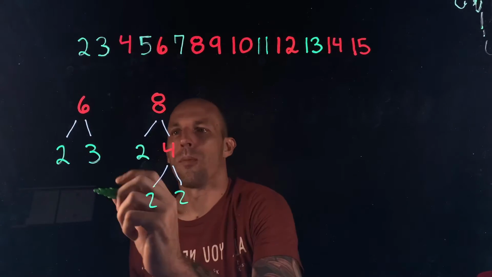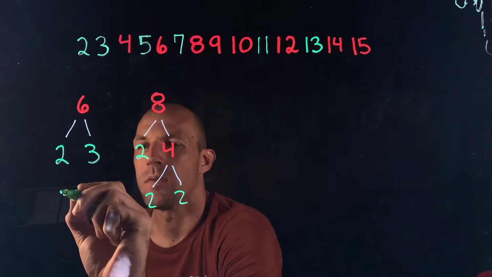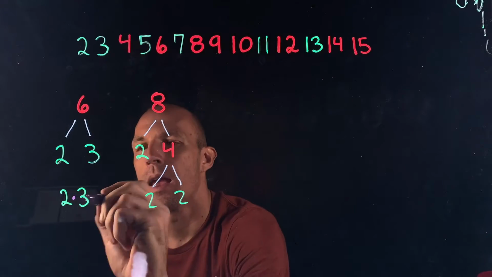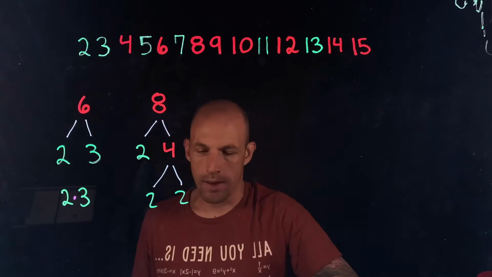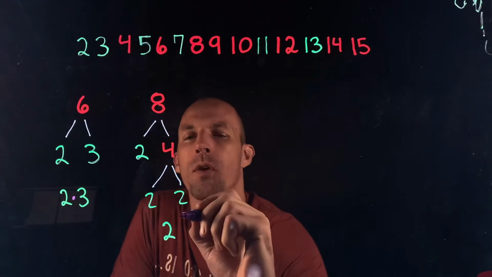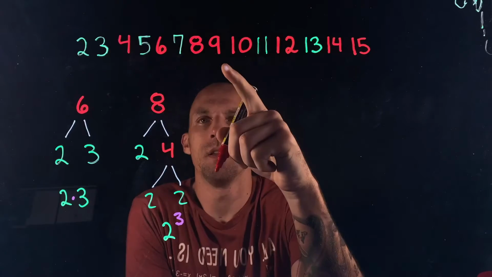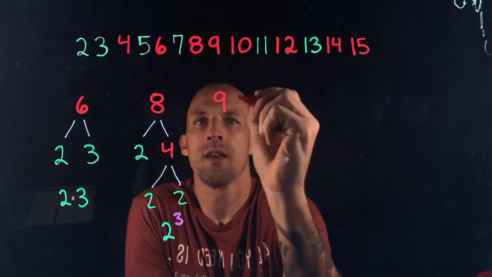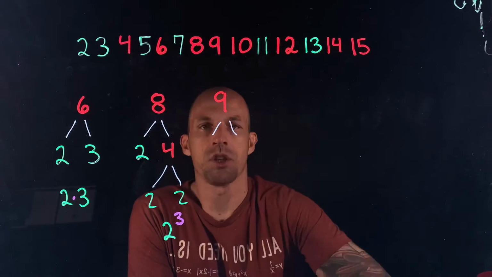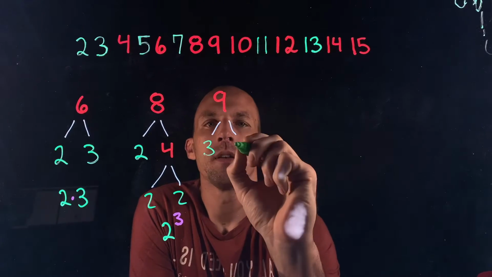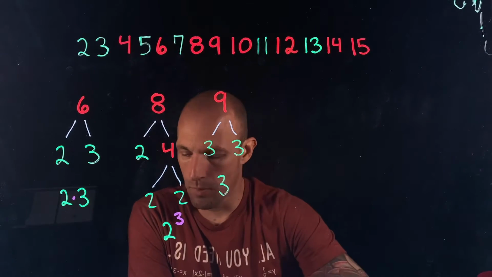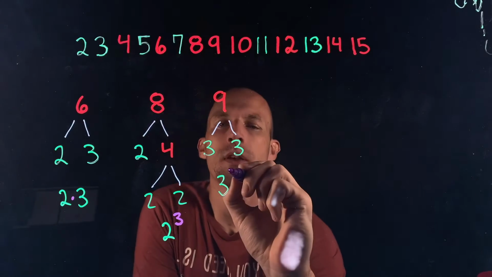So, our prime factorization for 6 is 2 times 3. And our prime factorization for 8 is 2 raised to the third power. 9 is a composite number because 9 is the composition of the prime number 3 times itself. So the prime factorization of the composite number 9 is 3 squared.